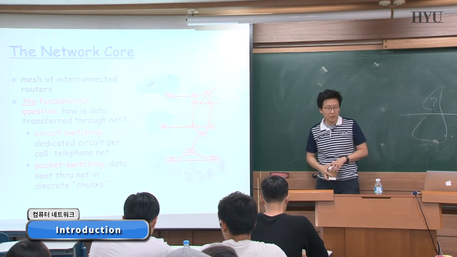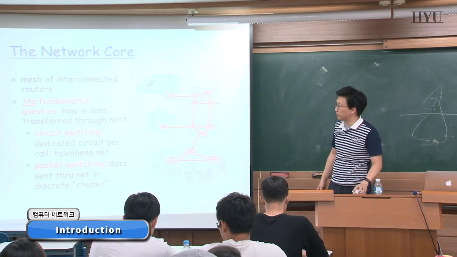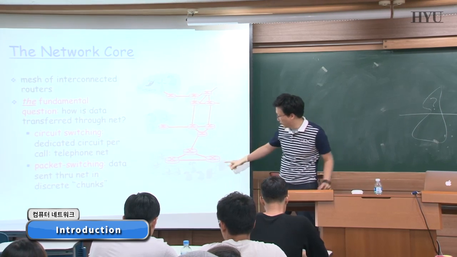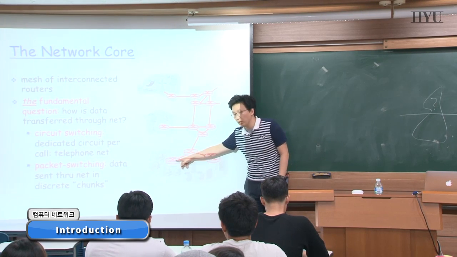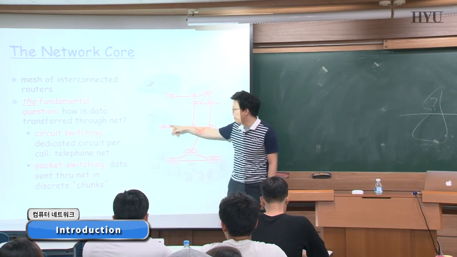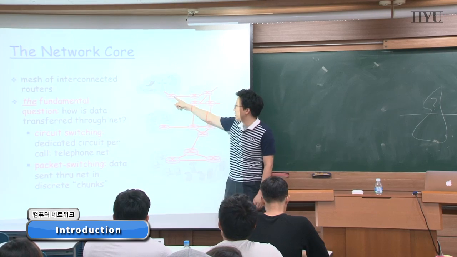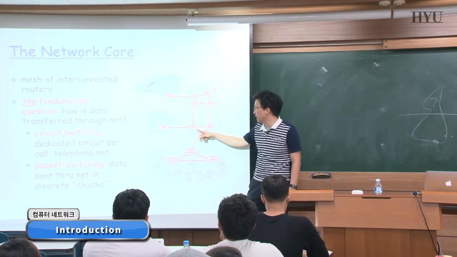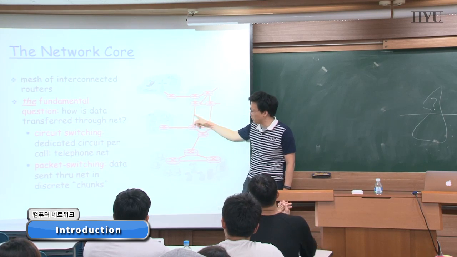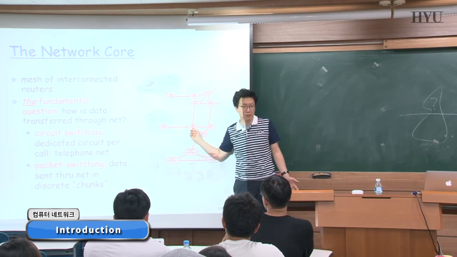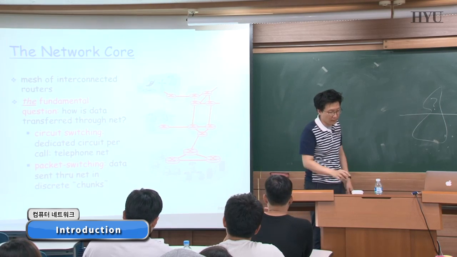A fundamental question is, how is data transferred through the network? If I send something to this router or switch, how does it know where to send it next? It might end up here, it might end up here. If my data gets to here, this one knows where to send. How is that possible, right?